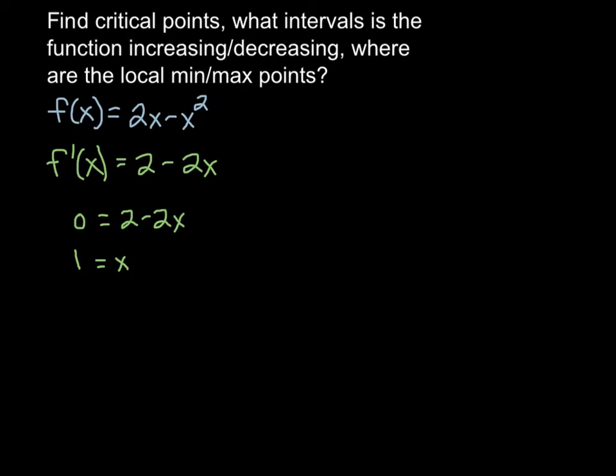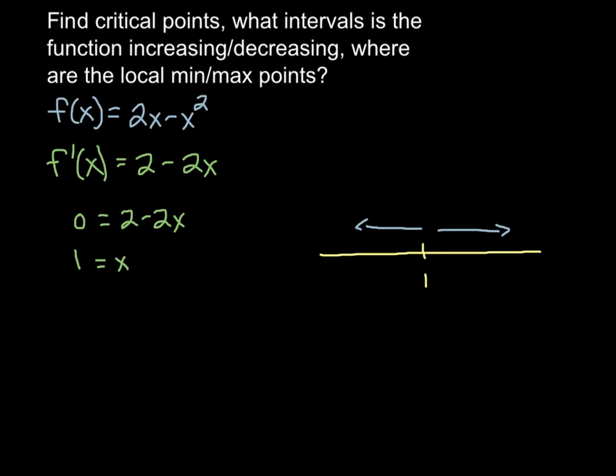Okay, so now let's set up our intervals. We have our number line here, with a critical point at 1, and that's our only critical point. So now we have to test numbers on this side and numbers on this side. Those are our only two intervals. We just split our number line in half.